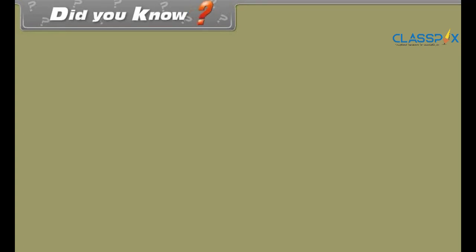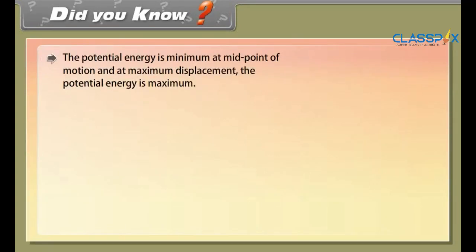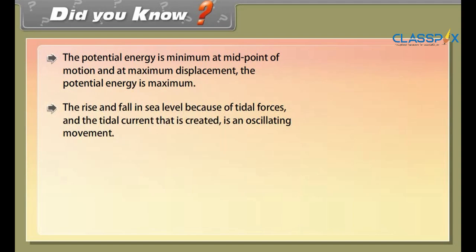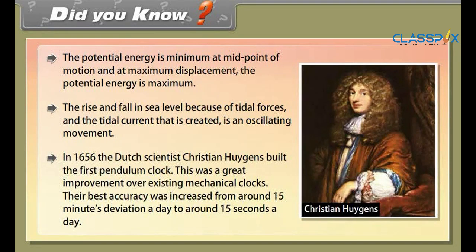Did you know? The potential energy is minimum at the midpoint of motion and at maximum displacement the potential energy is maximum. The rise and fall in sea level is because of tidal forces and the tidal current that is created is an oscillating movement. In 1656, the Dutch scientist Christian Huygens built the first pendulum clock. This was a great improvement over existing mechanical clocks. Their best accuracy was increased from around 15 minutes deviation a day to around 15 seconds a day.